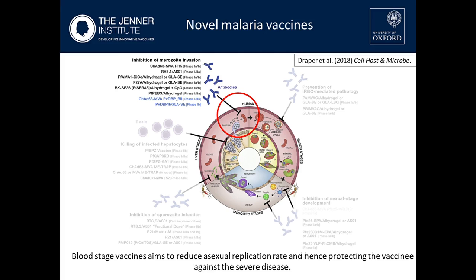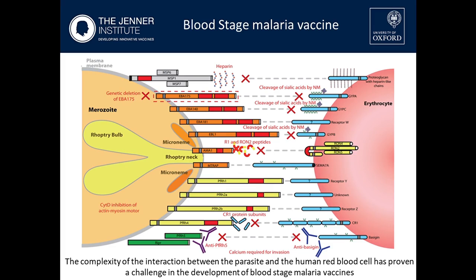I would like to briefly talk today about our efforts at the Jenner Institute in generating novel blood stage vaccines. These aim to reduce the parasite replication rate and hence protect the vaccinee against severe disease. For more than 20 years, it has been very difficult to find a blood stage vaccine to block the merozoite, here on the left, from infecting the erythrocyte. That has proven a challenge because there are many different proteins at the surface of the merozoite that interact with receptors in the erythrocyte.